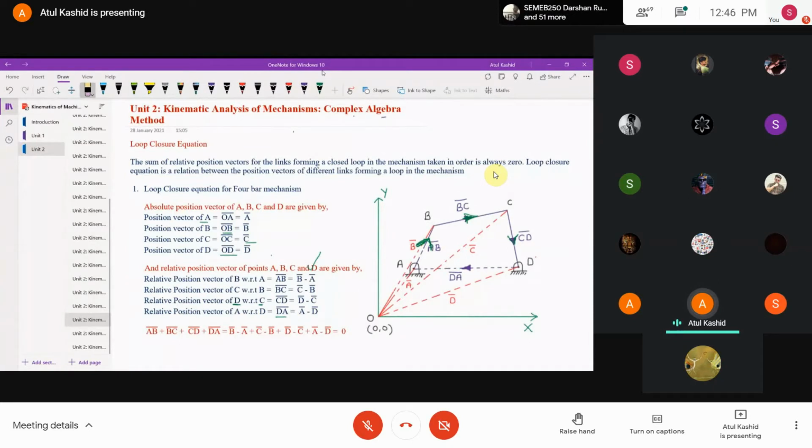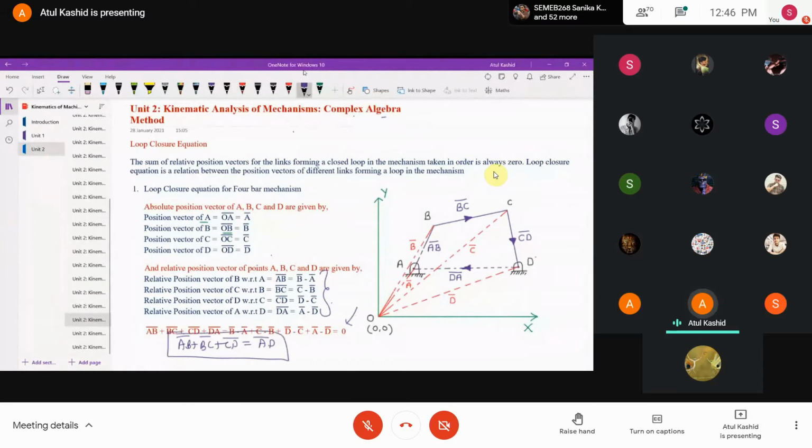If we take the addition of the relative position vectors in the order, then it will be equal to 0, right? So as per the statement, we are going to add all these terms. So AB bar plus BC bar plus CD bar plus DA bar, that is equals to B bar minus A bar, C bar minus B bar, D bar minus C bar, and A bar minus D bar. And we are going to get this as 0, right? So this is the loop closure equation, right? This loop closure equation can also be written like AB bar plus BC bar plus CD bar, and this is equals to AD bar, right?